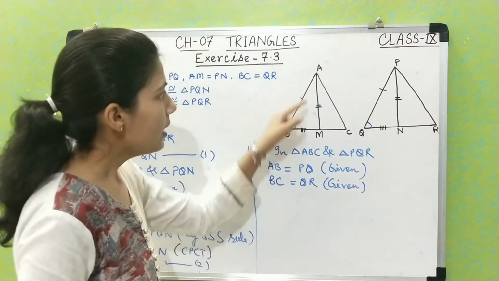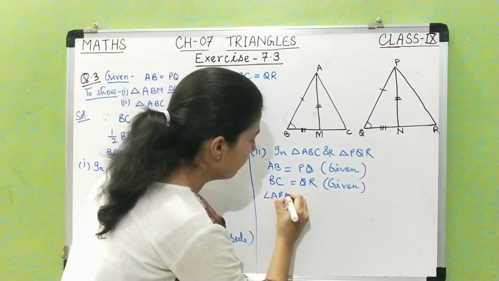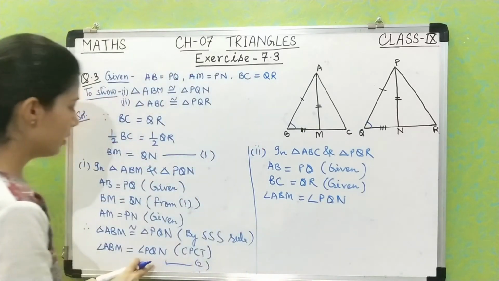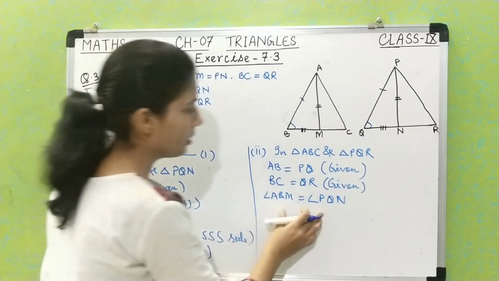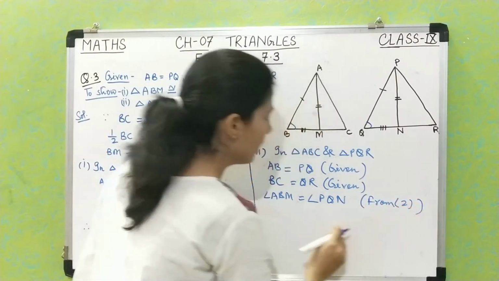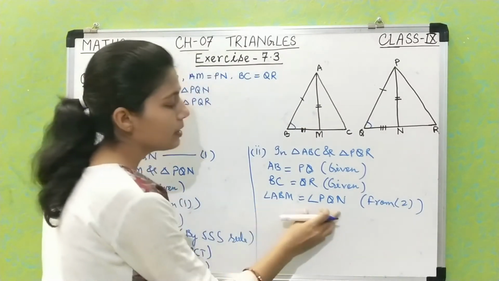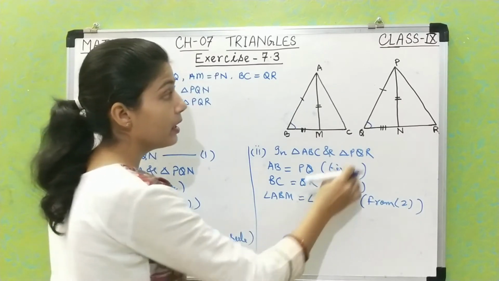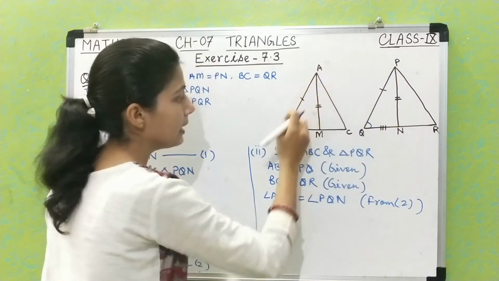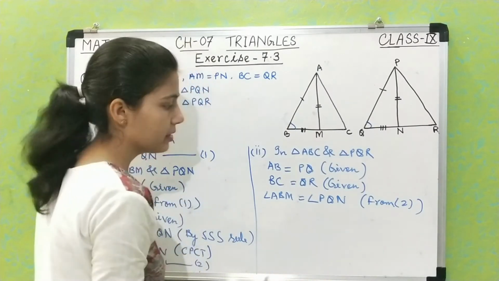Okay, and angle ABM is equal to angle PQN, that we have shown here. Okay, so the same we are writing from equation 2, right here. This we are writing from this equation. Now see, angle ABM is equal to angle PQN, but when we are taking triangles ABC and PQR, then this angle ABM we can write as ABM, because the measurement is same, only the name has changed here.